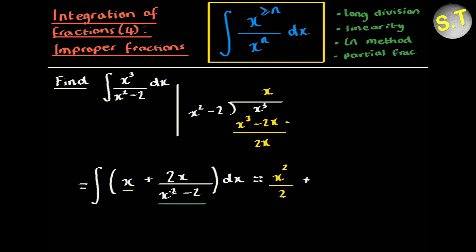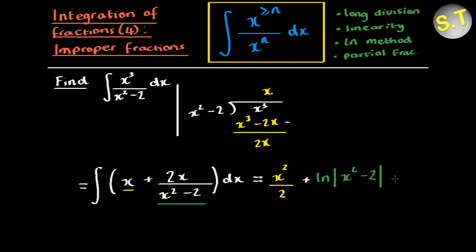And with the 2x divided by x squared minus 2 term, we know from the natural log method, since the derivative of x squared is just 2x, we directly have f of x on the bottom of this fraction and f prime of x on the top of this fraction. So when we take its integral, it's just going to be the natural log of what's on the bottom here. If that's confusing you, I'd encourage you to watch video 03.4 of my calculus playlist.